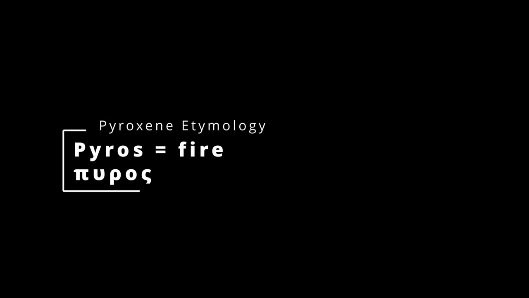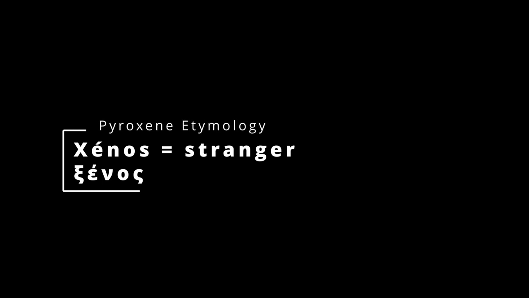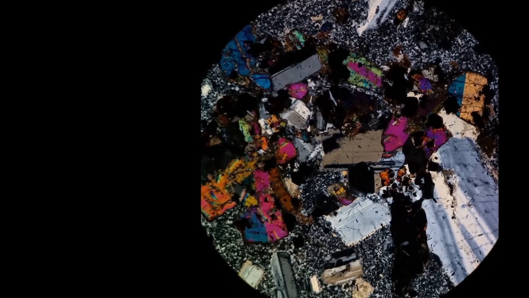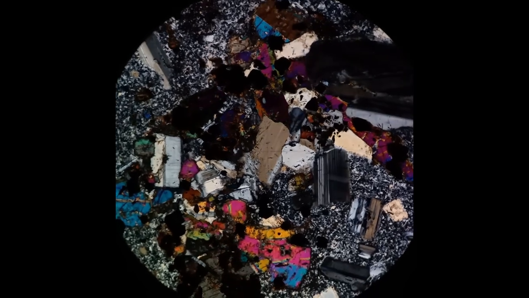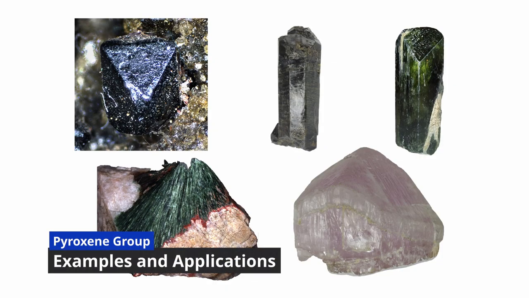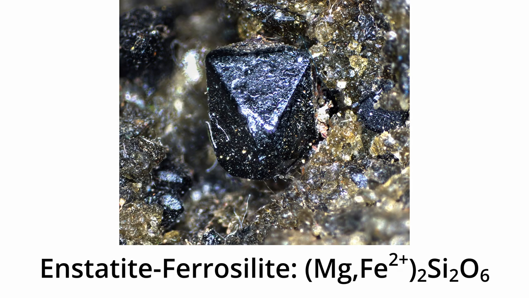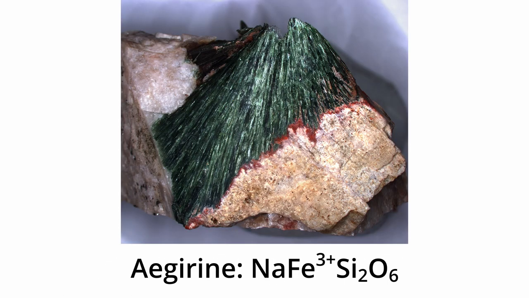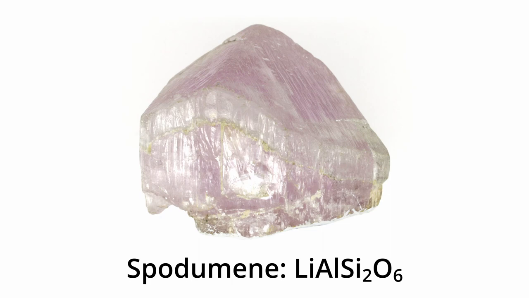The word pyroxene comes from a combination of the Greek words pyros, fire, and xenos, stranger, and was originally used to describe crystals in lava flows that were considered to be accidentally included in the mix. Now, we recognize that pyroxenes are among the first crystals to form when a lava begins to cool down and become solid rock. The Pyroxene group includes minerals such as enstatite, ferrosilite, as well as augite, diopside, aegirine, and spodumene.